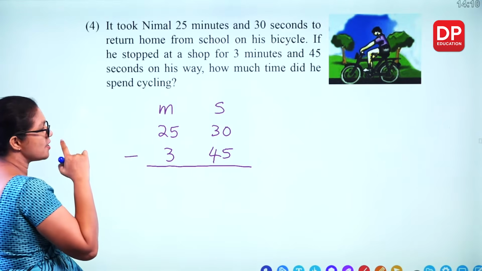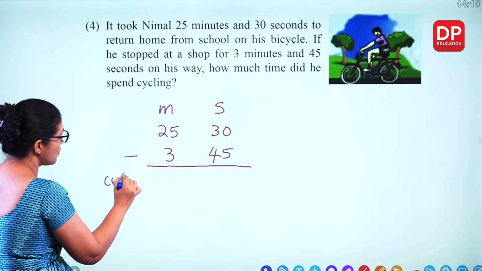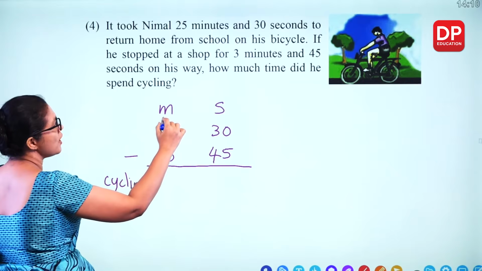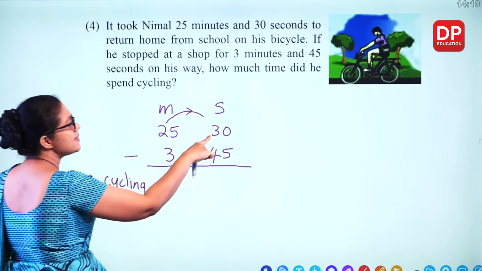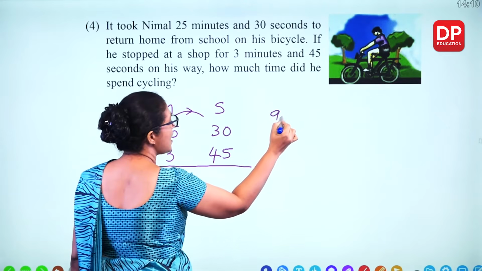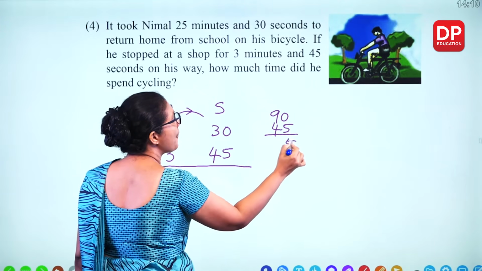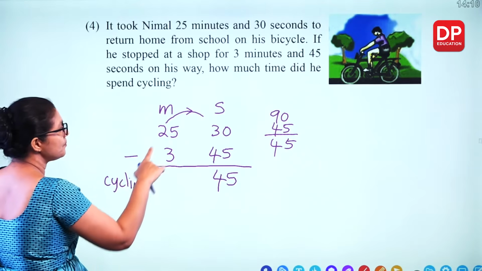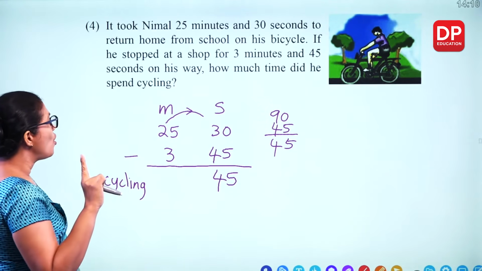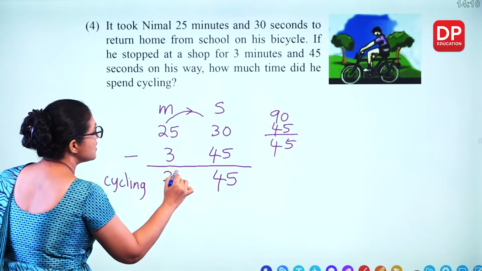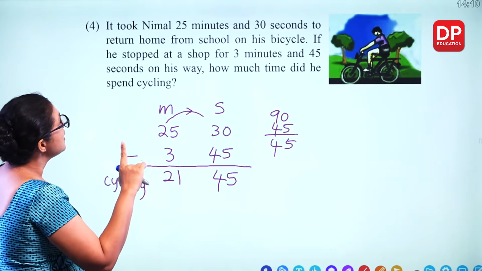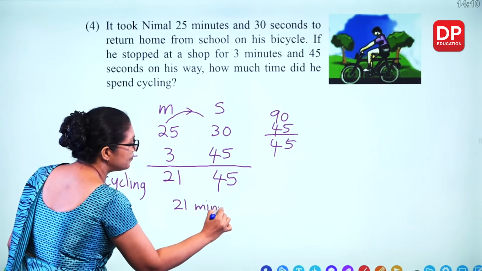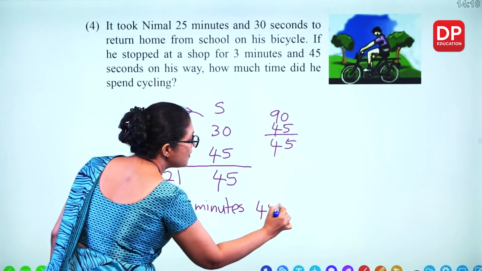That means you have to subtract these two. So cycling time. Can we subtract 45 from 30? You can't. You have to take 1 from here. When you take 1, that means 60 seconds. 60 plus 30, 90. 90 minus 45, 45 seconds there. Then this becomes 24. 24 minus 3, that's 21. So what's the time he spent for cycling? 21 minutes and 45 seconds.